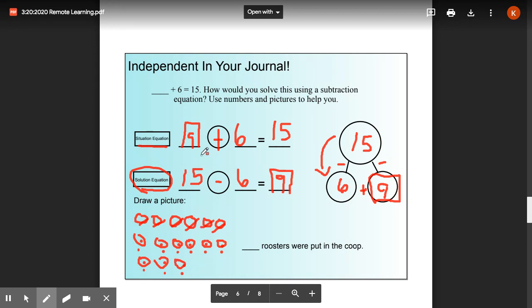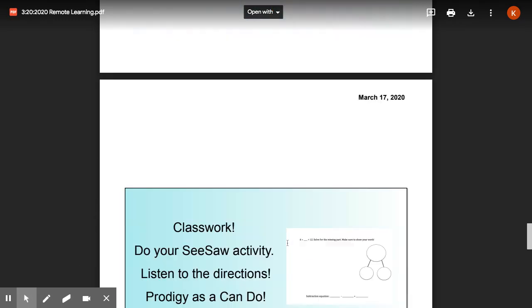So now I can fill in the parts that I'm missing. 9 plus 6 equals 15. 15 minus 6 equals 9. When I filled in my whole number and my part into the number bond, I was able to solve 15 minus 6 in order to get the part I was missing. All right, let's move along.